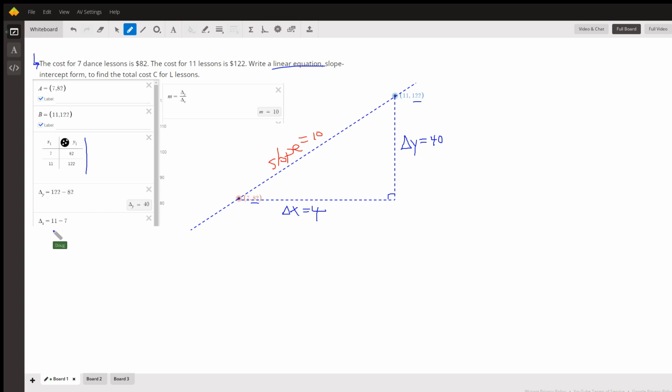The change in x is 11 minus 7, the distance from this x coordinate over to here. This is actually the corner of a right triangle here with the coordinates 11, 82. Okay, so if you do the calculation, the slope of that line, change in y over change in x, is 10. So if we pick any 2 points on this line, including the 2 given points, the change in y over the change in x will always be 10. Linear relationship, the slope is constant.